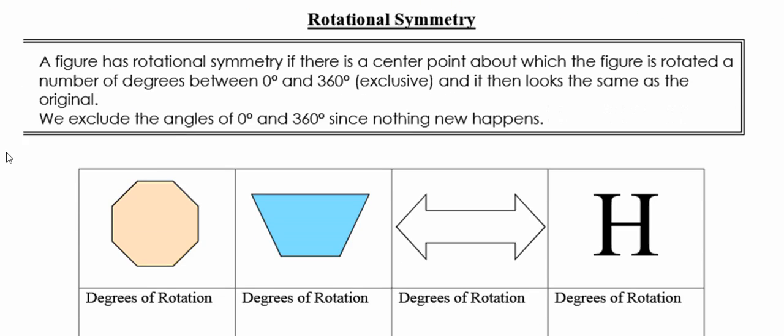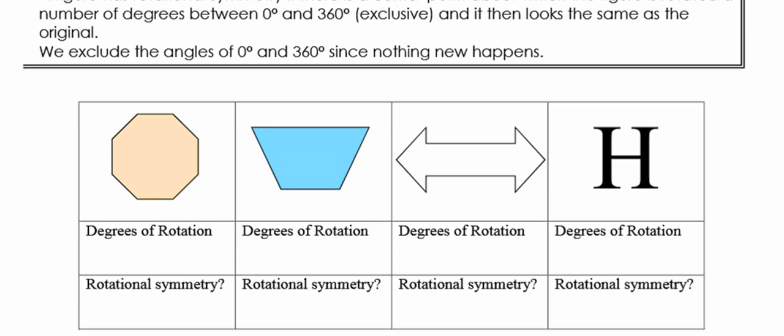Rotational symmetry, same idea, but instead of flipping it 180 degrees, instead of rotating that paper 180 degrees, now we're going to see if there's any number of degrees between 0 and 360 where it will look the same as it did originally. So in other words, where it will coincide with itself. It says here that we exclude the angles of 0 degrees and 360 degrees since nothing very exciting happens. 0 degrees means we're not going to rotate at all. 360 degrees means we would do one complete rotation, which of course would bring it back onto itself.